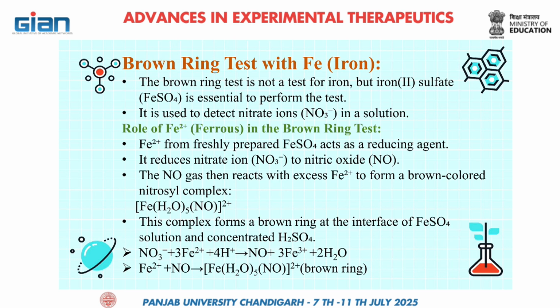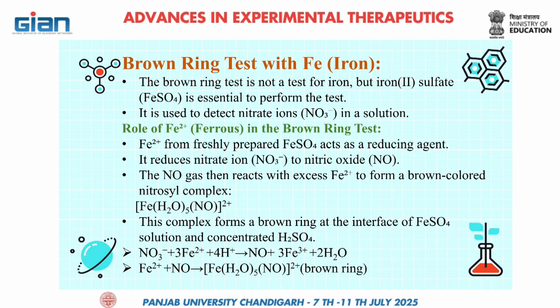Now, detection using iron. One of the very important tests is the brown ring test, which we all usually use at graduation time. This test is not for the detection of iron, it is the test for the detection of nitrate, but here iron is used for the detection of nitrate. What happens is, we take a test tube. For example, I have a ligand, and I want to check whether it has a nitrate or not.